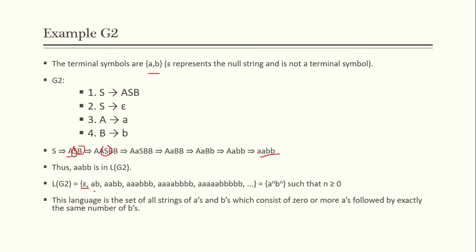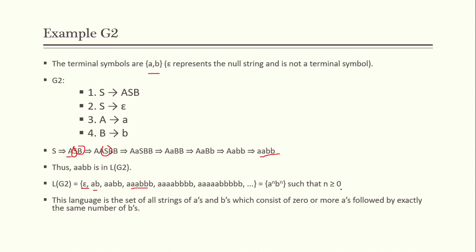Other strings accepted will be ab, aabb, aaabbb. This is also infinite because you see S here can go to aSB again and again, so you get an enumeration of strings for this language. You can write it as a to the power of n, b to the power of n. Here n indicates the number of occurrences. If n is 2, A occurs 2 times, so aabb. If n is 3, it means aaabbb. Such that n must be greater than or equal to 0.